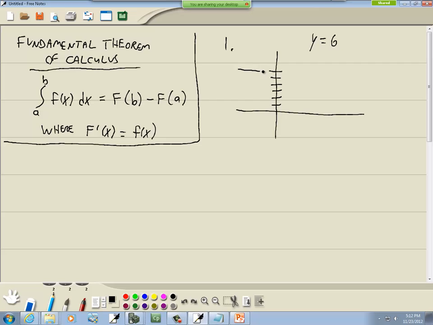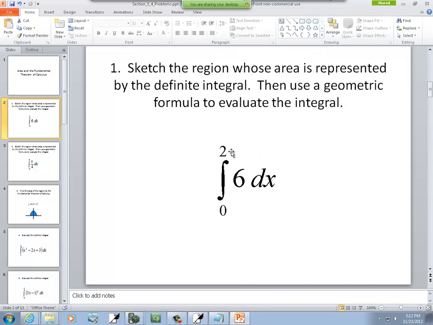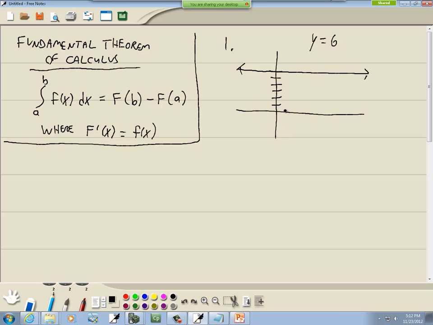will be a horizontal line at 6. And it says from 0 to 2, which means that for finding that definite integral, we're trying to find the area between 0 and 2. So we're trying to find this area right here. Well, that's a rectangle. For a rectangle, the area is length times width, or height, as the case may be. This is 6, and this is 2, so it'll be 6 times 2, or 12, which would be our area.